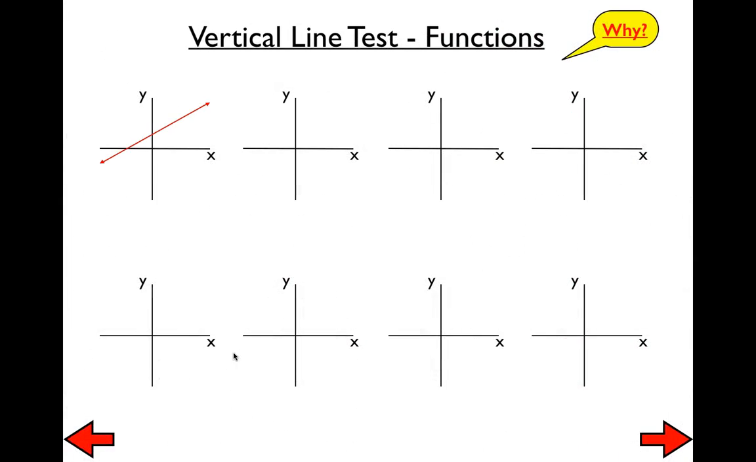Okay, so here let's take a look at some graphs. If you were to scan over a vertical line, would it ever touch more than once? No. So this is a function. Okay? Here's just an example of what the equation might be, y equals 1/2 x plus 2. What about this line? If I scan a vertical line across this graph, will it ever touch more than once?